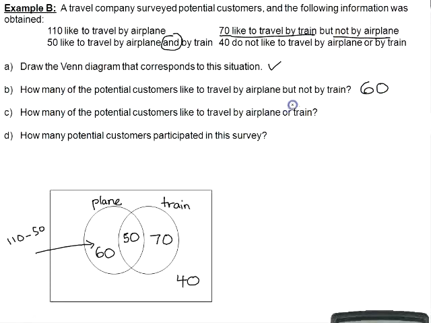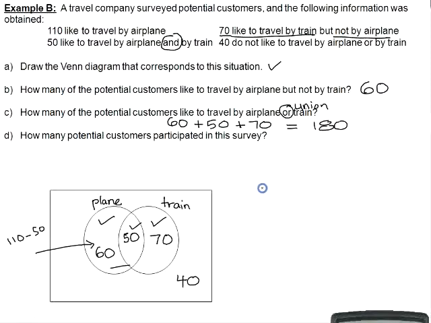The next question, how many of the customers like to travel by airplane or train? Remember, or is union. The union of the airplane circle and the train circle would be this in here and this in here. Union is joining together these regions. So airplane or train would be the 60 plane only people plus the 50 plane and train people plus the 70 train only people. And if you add that up, you will have 180 people.